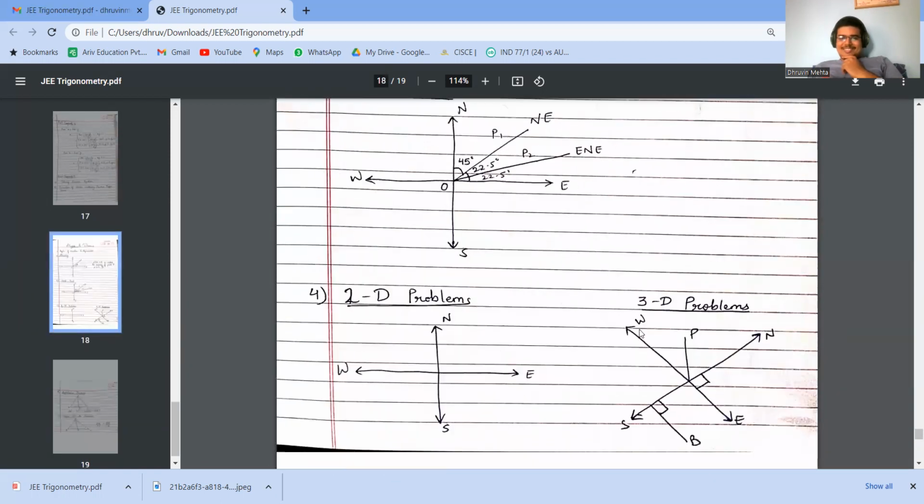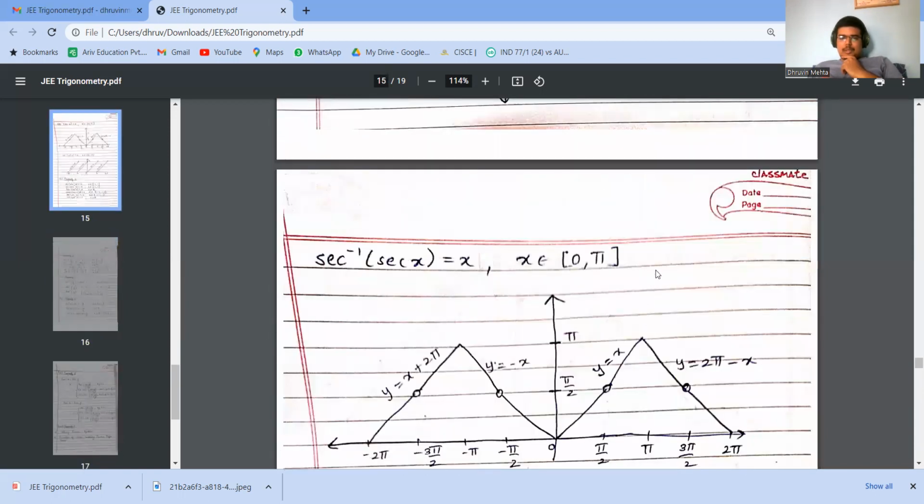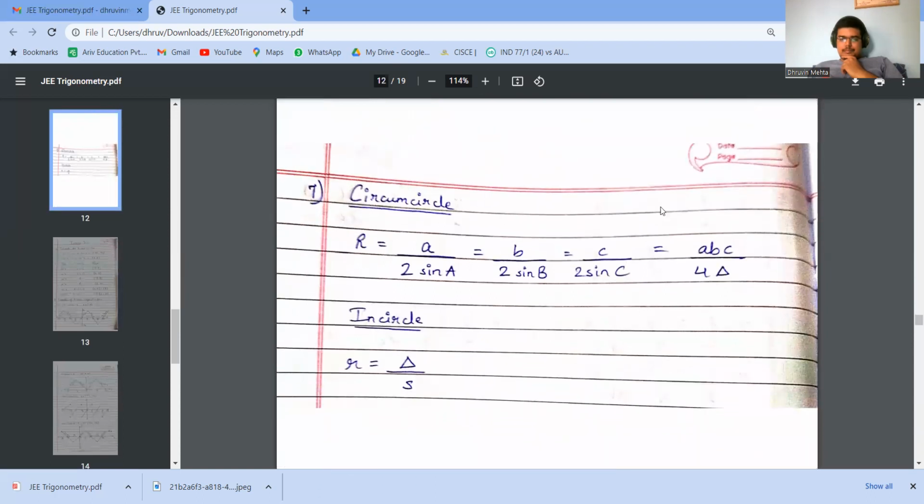Sir, can you save the circumcircle part? Oh, you are writing that circumcircle part? Yeah. Yes, below, below. Yes, okay, let us. Yeah, you write this and then we'll take the sums.